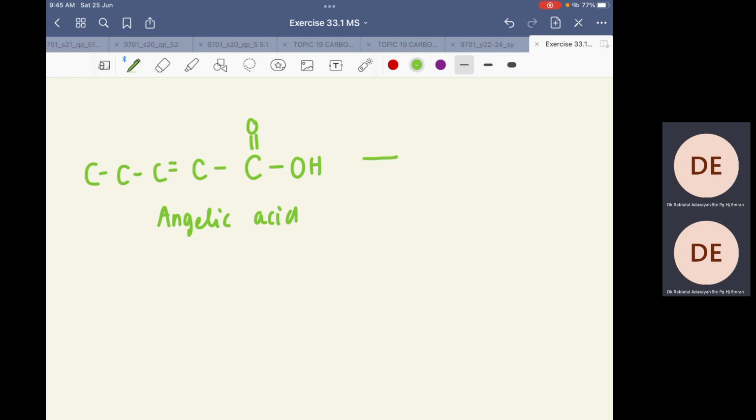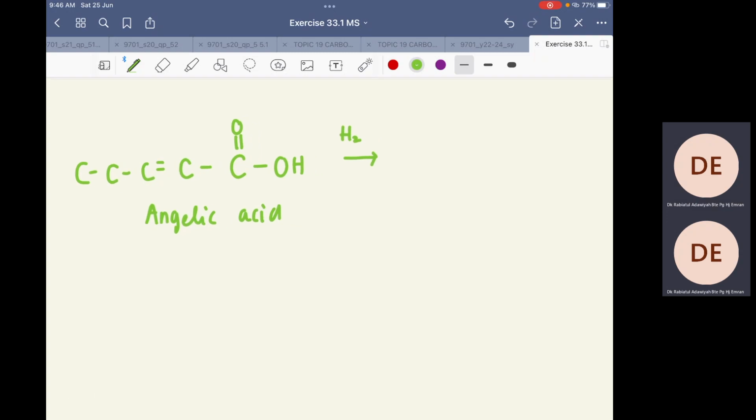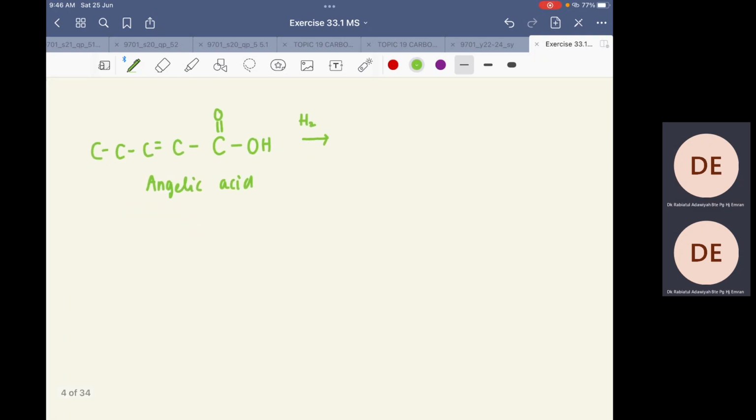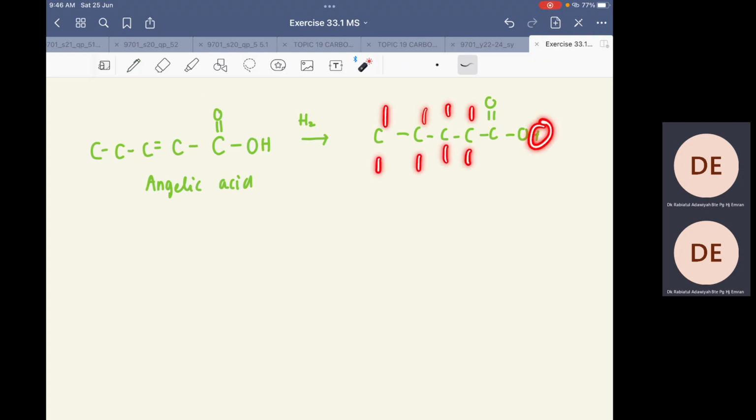With hydrogen and nickel, it forms C5H10O2. So that looks to me like the double bond has been broken. If you count the number of hydrogen, 1, 2, 3, 4, 5, 6, 7, 8, 9, 10. Okay? So it matches with the formula of T, which is C5H10O2.